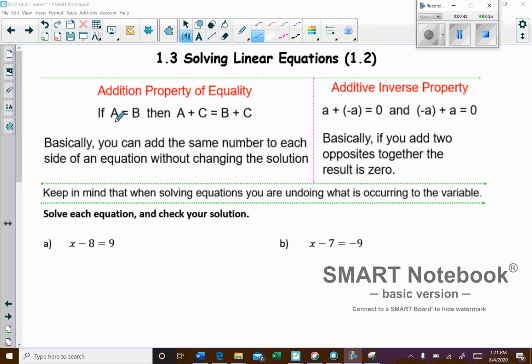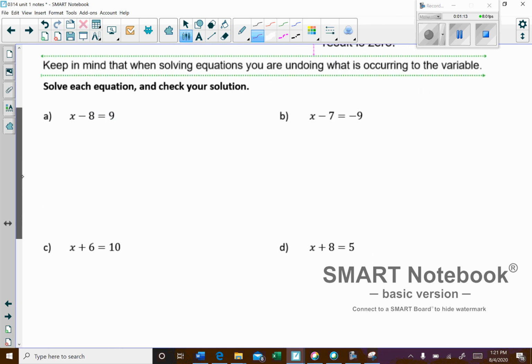So if we have two sides that are equal, so let's say A equals B, if you were to add some value C to both sides, it would still preserve the equality that exists. Okay. The additive inverse property is basically saying that if you add two opposite values together, it will equal 0. So as we solve these, just keep in mind we're going to be undoing what is occurring to the variable, the unknown value. So let's go ahead and take a look at some of these.